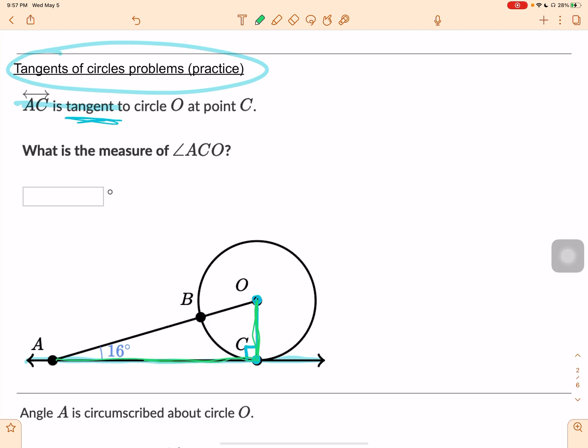So this was testing your knowledge to see, okay, do you know that whenever there's a tangent line that meets the radius or diameter, that it's perpendicular? This would show that you did know it. So it's 90 degrees.